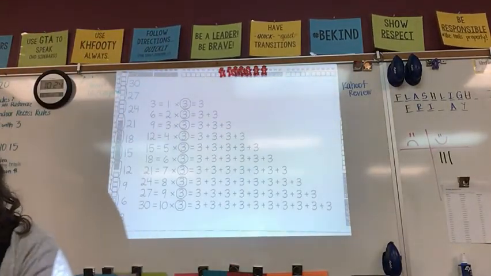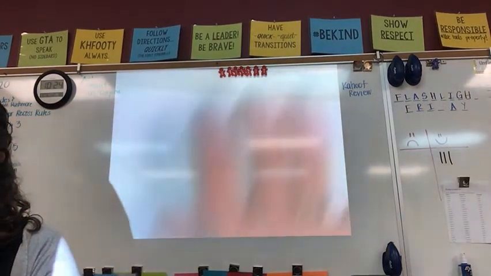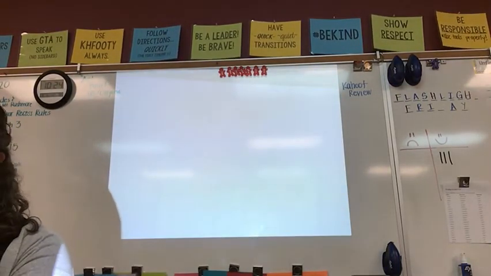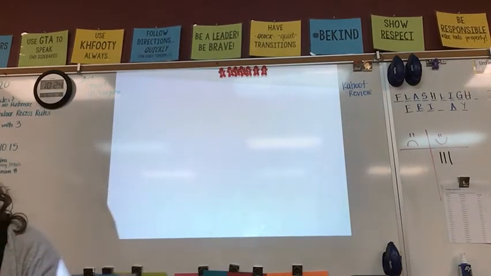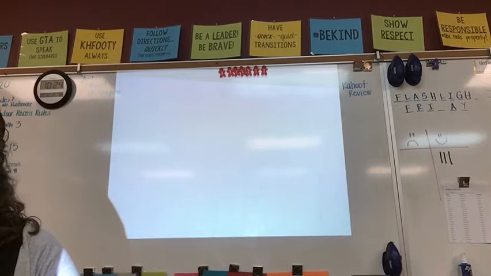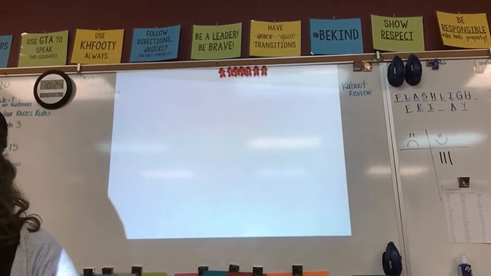So then, the next thing I wanted to talk to you guys about is, what are some things that come in groups of 3? We talked about pairs when we did our 2's count bys, and we talked about how your eyes and your ears and feet all come in pairs. What are some things that come in groups of 3? Who has an idea of something that comes in a group of 3?